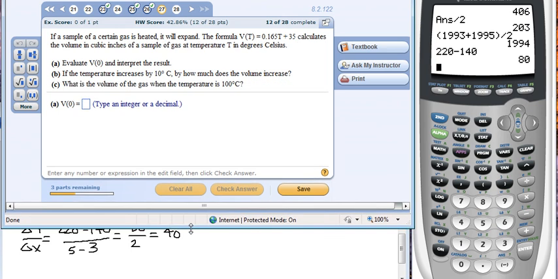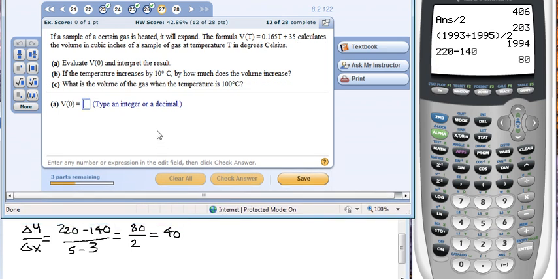All right, let's look at this one. All right, so we've got some gas. It's heated. It expands. We've got V of t. Okay, so let's break this down. Capital T is the temperature in Celsius, and V of t is the volume. So the temperature and the volume are connected. So as the temperature increases, what happens to the volume? It increases, right? It says right here, when it's heated, it expands. Okay, so they're connected through this function.